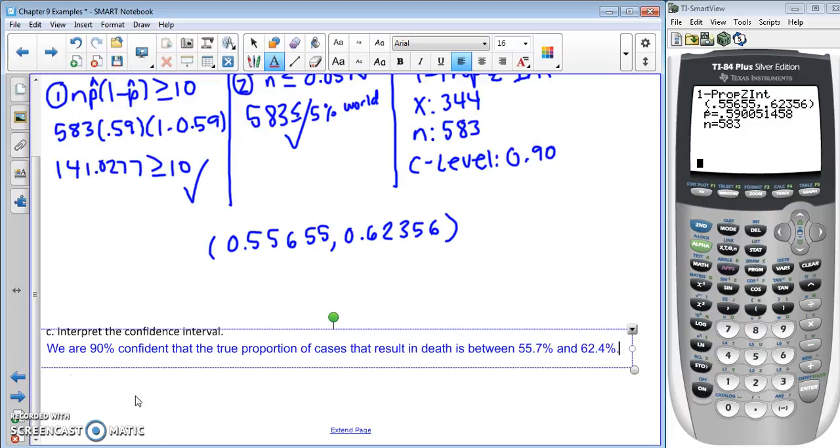So as always, your interpretation is we're blank percent confident that the true population, whatever, and then explain it in terms of in the context of the problem, is between blank and blank. So that's the interpretation there.